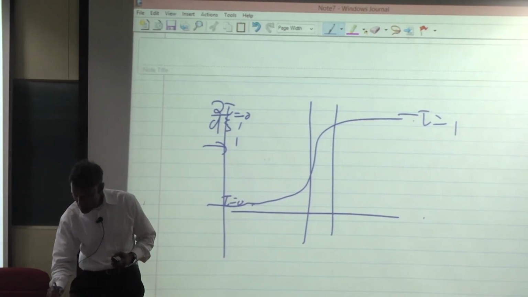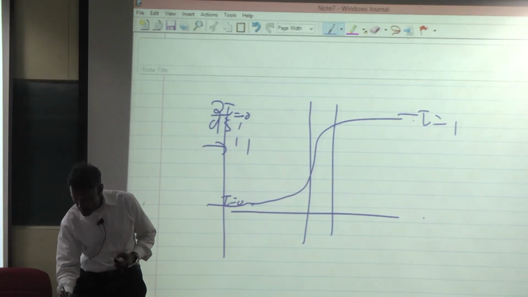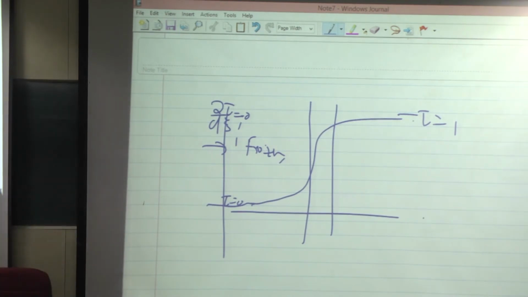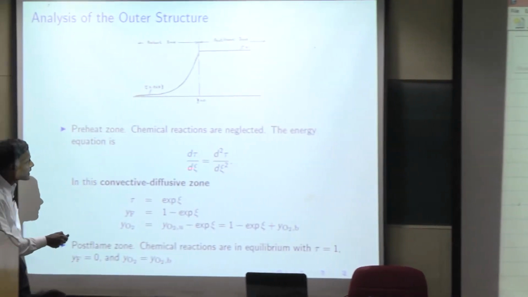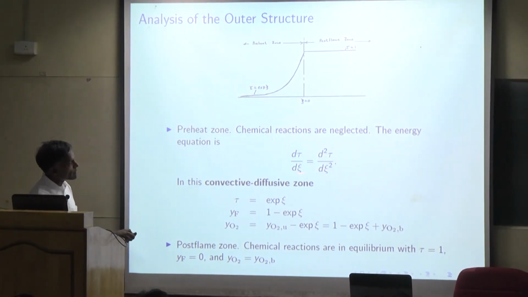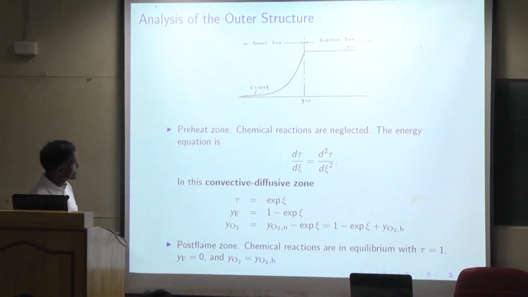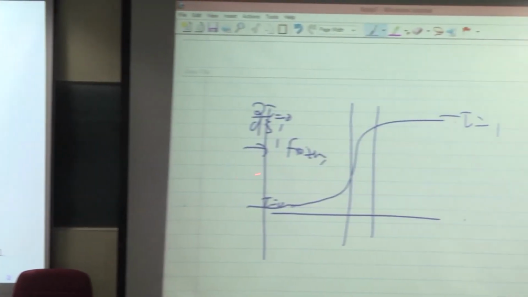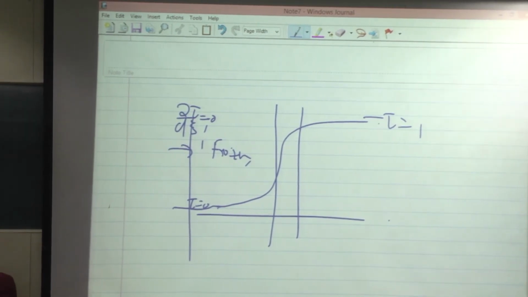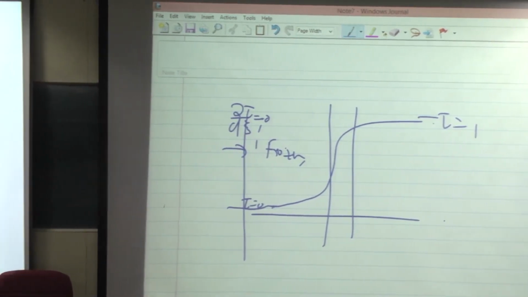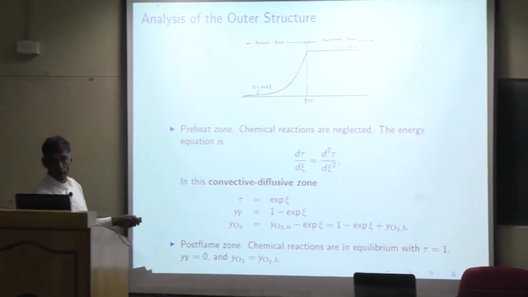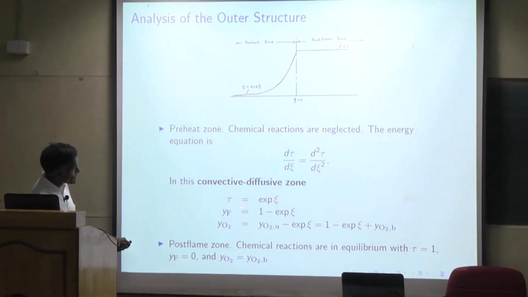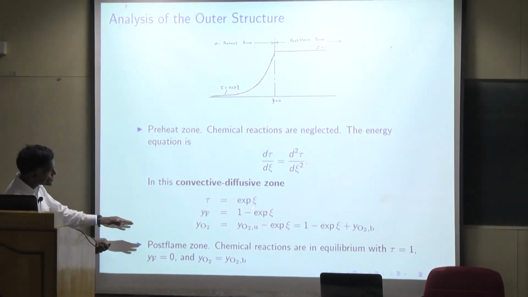In this outer zone, it's frozen, and therefore chemical reactions do not take place. There's a simple balance between convection and diffusion. Sometimes this outer zone, the frozen preheat zone, is also called a convective-diffusive zone. In this zone there's a balance between convection and diffusion, and no chemical reaction. So now we can solve this equation, and this is the solution to it.